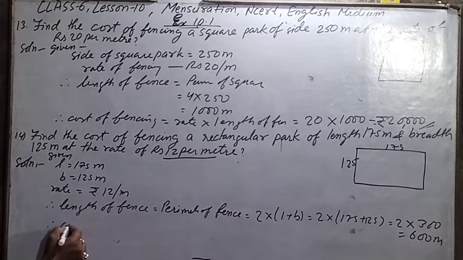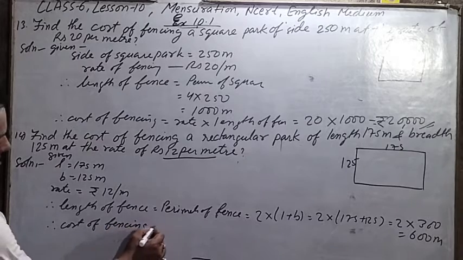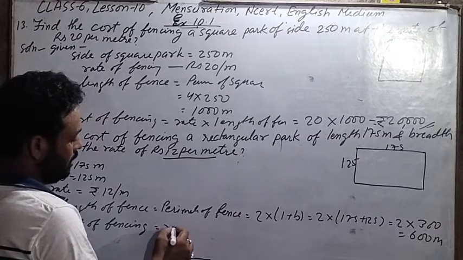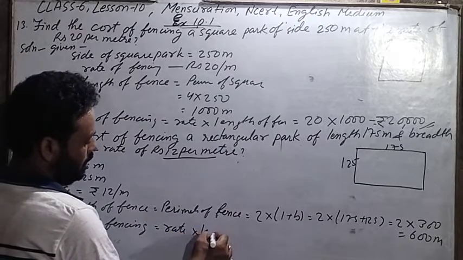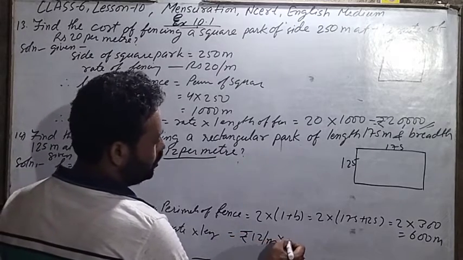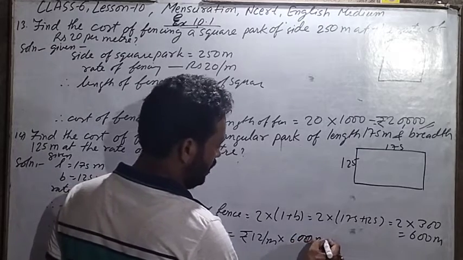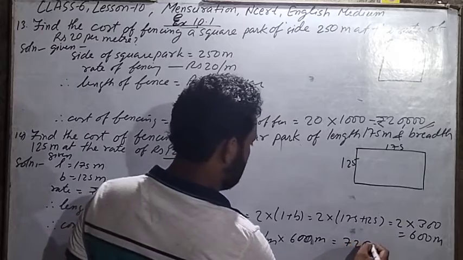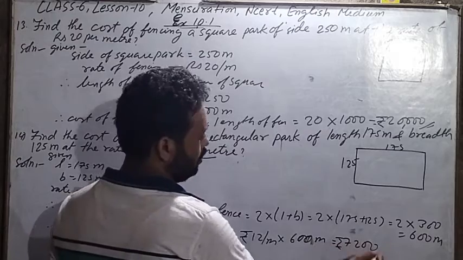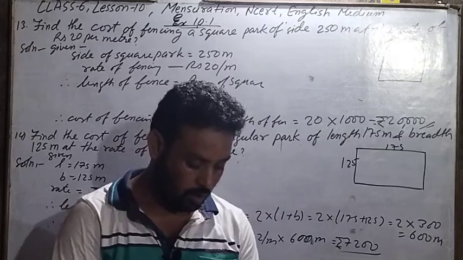Therefore cost of fencing will be equal to, as we have done here, rate into length. So rate into length of fence, that is rupees 12 per meter into 600 meter, that is equal to this much rupees it should come. 12 sixes are 72, and two zeros more. So question number 13 and 14 are done here. Now question number 15.